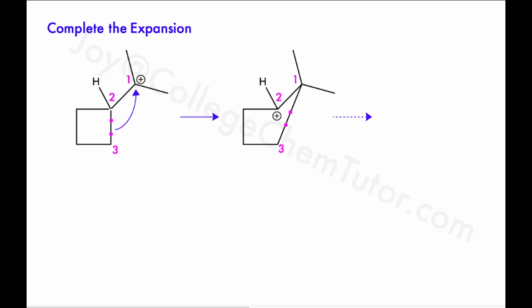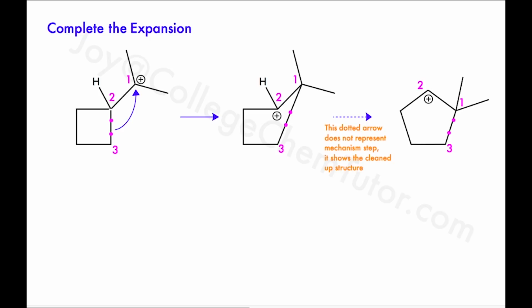The new structure looks awkward, so we convert it into a proper 5-membered ring as shown by the dotted arrow. The dotted arrow does not represent a step in the mechanism. Instead, we simply redrew the structure, and we use the pink numbers to help us track the molecule during the expansion.